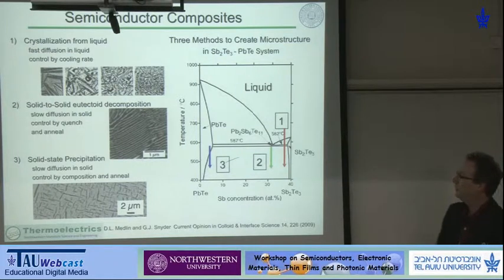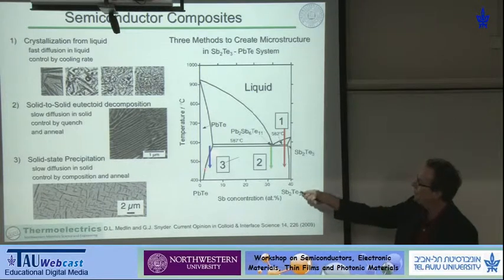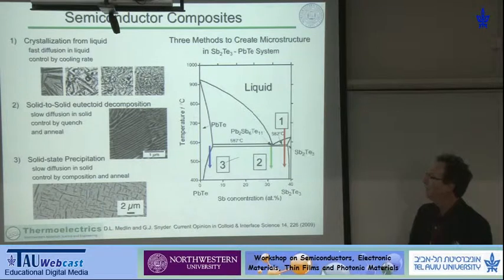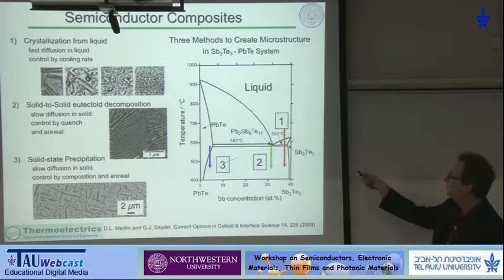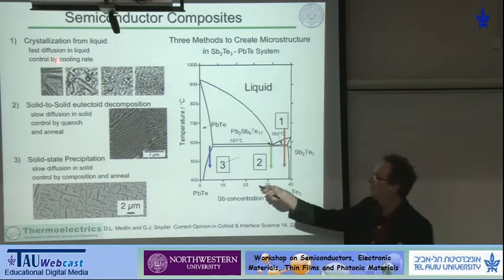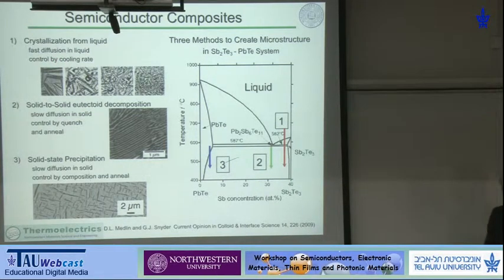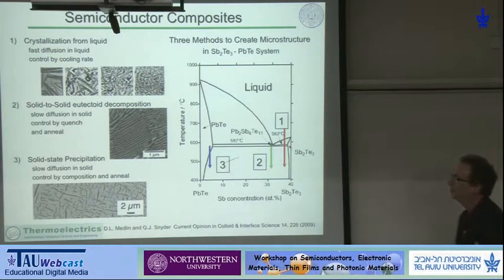has a very simple eutectic, but all materials are actual solid solutions, and so on either side, this material here is actually lead telluride with some antimony dissolved in it. And there's 3 different examples here of different ways to make microstructures. One is simply by taking a liquid and fast cooling it, we can make this microstructure of the 2 eutectic type materials together. This will have lower thermal conductivity with the finer microstructure.